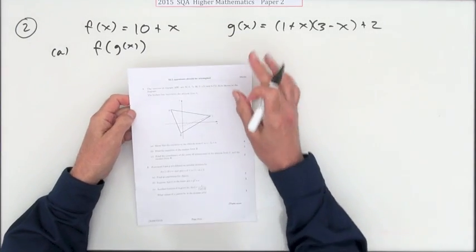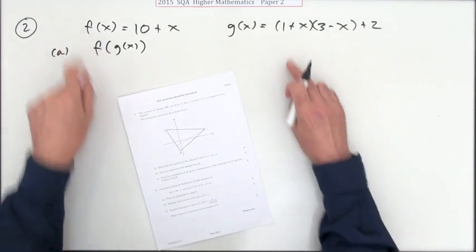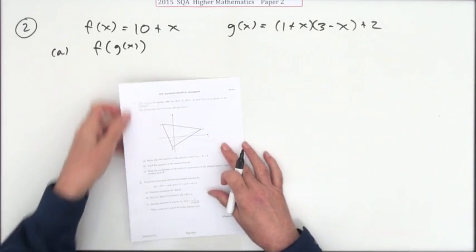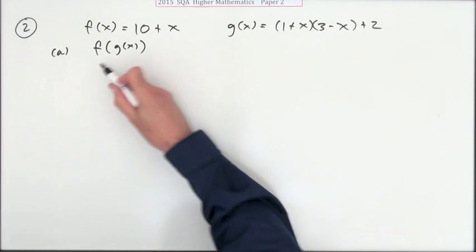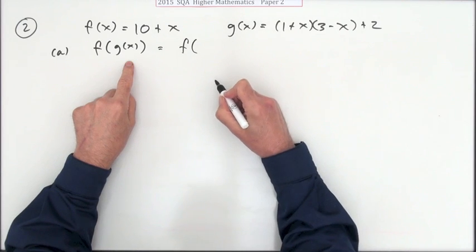Do from paper 2 of the old hire. The last of the old hire is 2015. We're given these two functions. This one's a bit messed up here. And first, for 2 marks, you have to find f of g of x. Well, f of g of x is just going to be f acting on g of x.